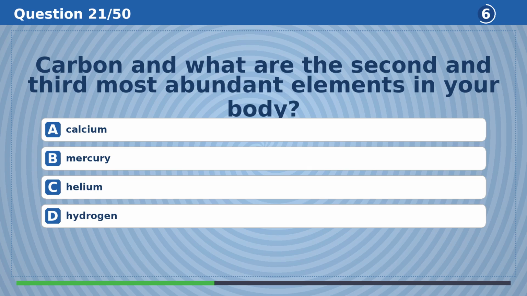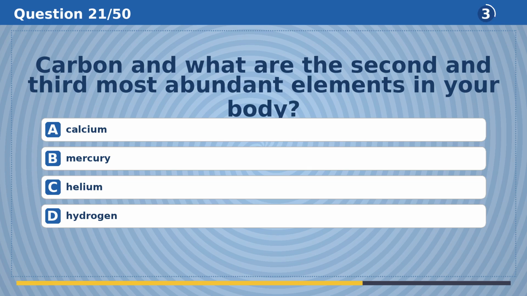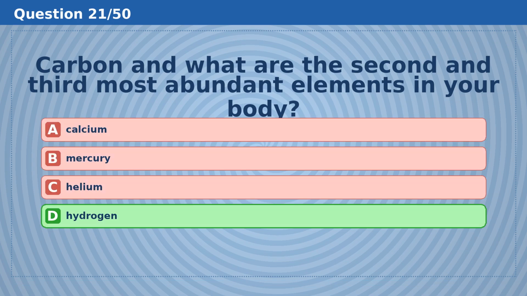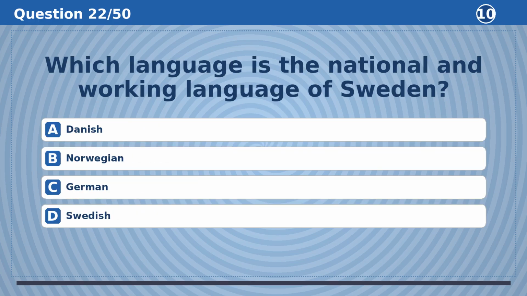Carbon and what are the second and third most abundant elements in your body? The answer is D. Hydrogen.